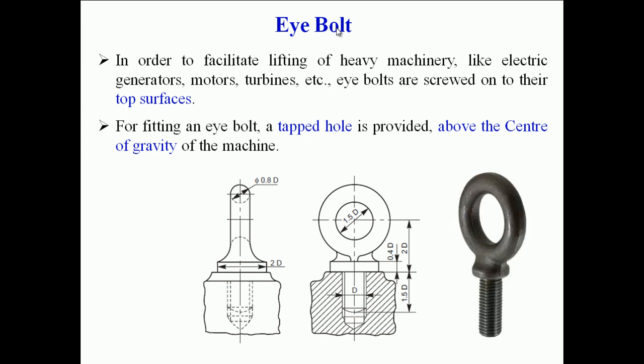So this is the actual photograph of an eye bolt. Now you will understand, for lifting heavy machineries, this thing is tapped on the top surface of the machine, and then they will lift by using the cranes. So it's a screw headed.